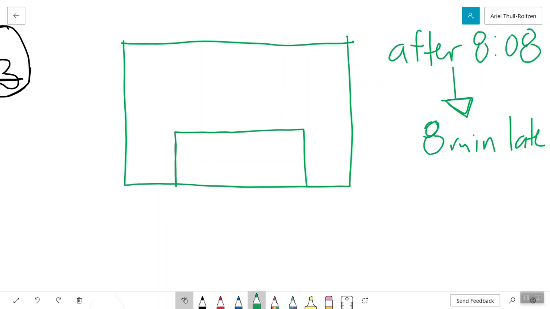So we're looking for the probability of the train arriving after 8:08, after 8 minutes late. By that wording, I know that 8 is going to be my A, because we're looking for the probability that the train is arriving after 8 minutes late. But the one in question is going to be right here. What's my B?